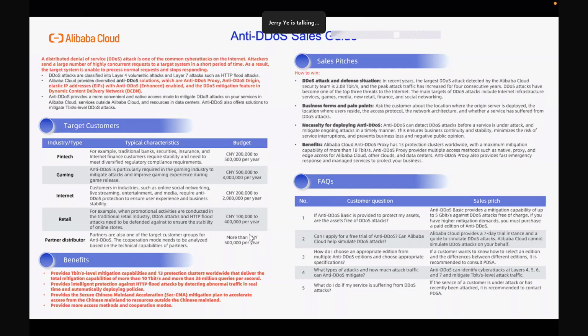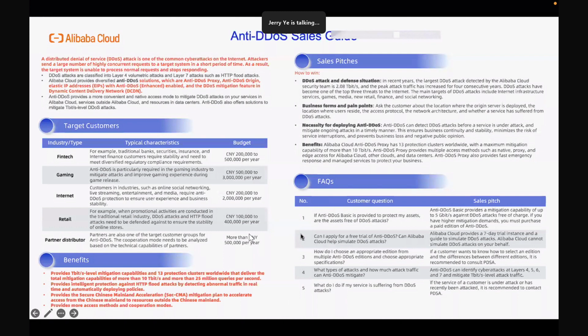So anti-DDoS Basic will provide up to 5 GB protection for the customers, but actually it relies on the data center. So in different regions, this figure can be quite different. For example, in Southeast Asia, the anti-DDoS Basic can provide only maybe 1 GB or 2 GB. I'm not so sure about this. And this one is only in layer 4. So if the customers say that we are suffering from the HTTP flood or CC attack, of course, the anti-DDoS Basic edition cannot help the customers to solve their issues.